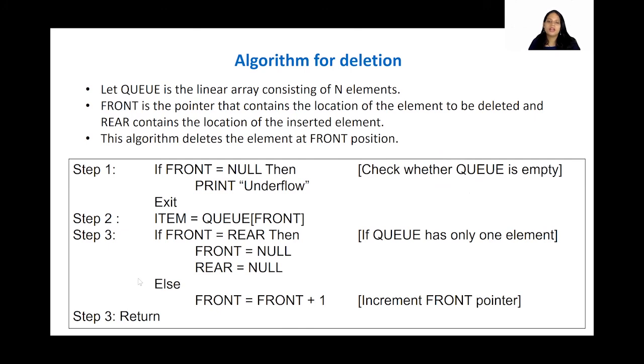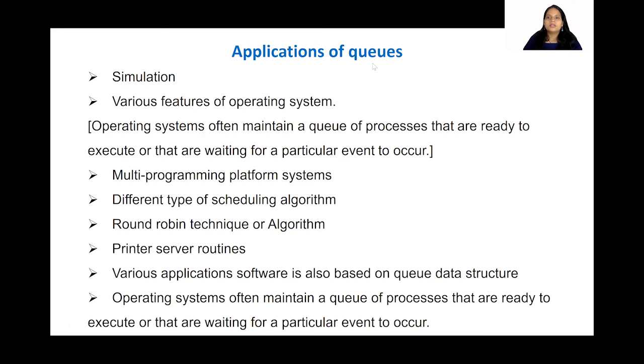We are going to check the underflow condition. Then we are going to check if there is only one element. If there is one element, we can delete the item and directly say that front and rear are null from now on. Otherwise, I'm simply going to save the data item into some other variable and then move the front pointer. So next we have applications of queue.